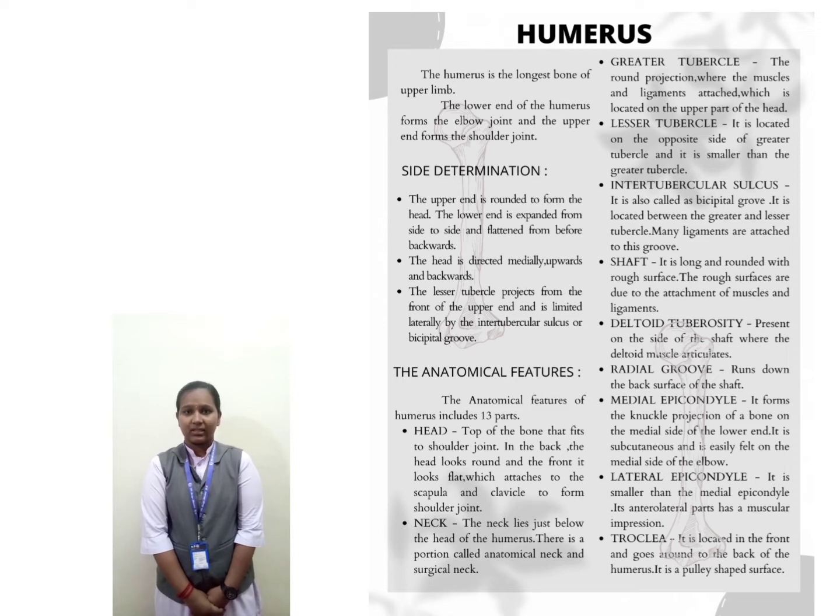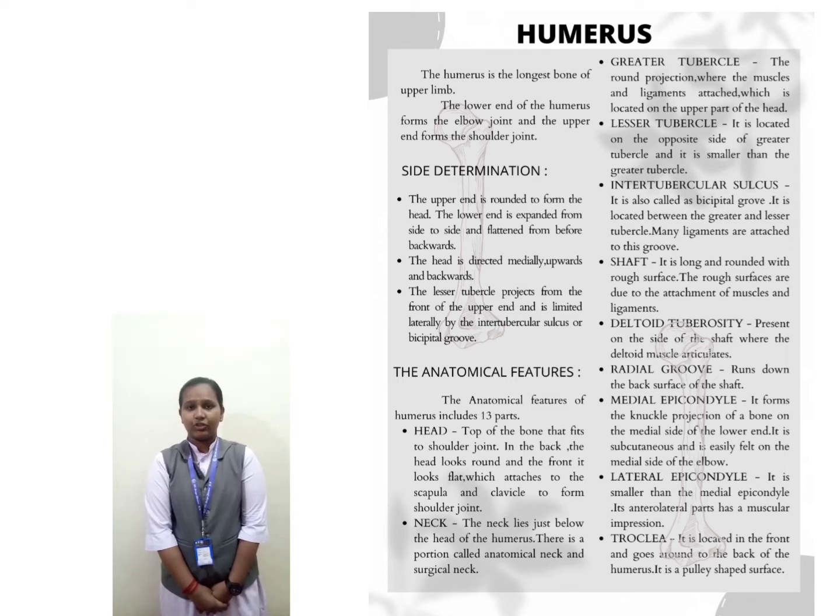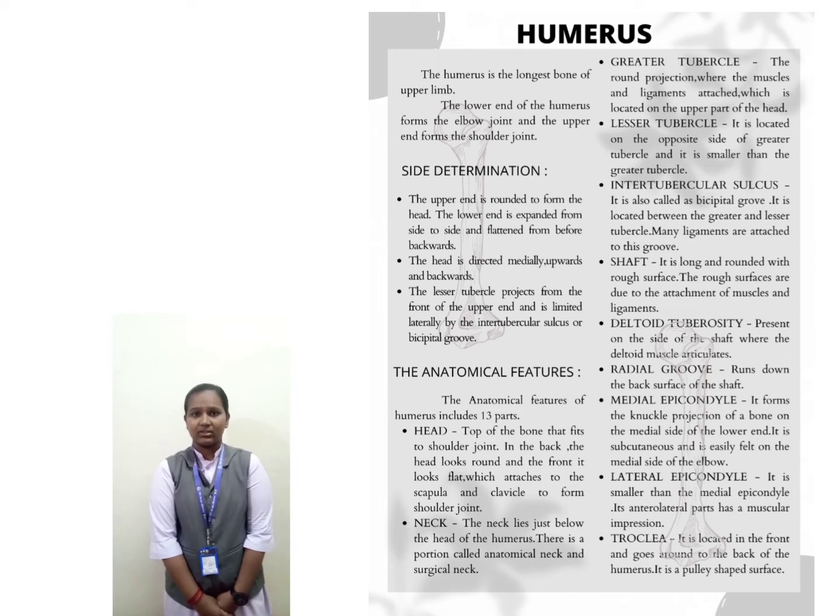Shaft, it is long and rounded with a rough surface. The rough surface is due to the attachment of muscles and ligaments. Deltoid tuberosity. Deltoid tuberosity is present on the side of the shaft where the deltoid muscle articulates. Radial groove. Radial groove runs down the back surface of the shaft.